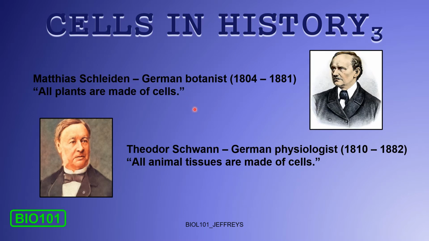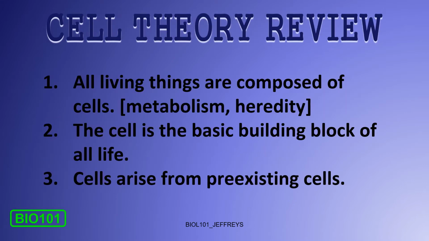Matthias Schleiden in Germany in the 19th century made the proclamation that all plants are made of cells, and Theodor Schwann, another German, declared that all animal tissues are made of cells. And from those proclamations, we come to the cell theory, and this is the current, new cell theory, okay? The revised cell theory. This is good for you to know.